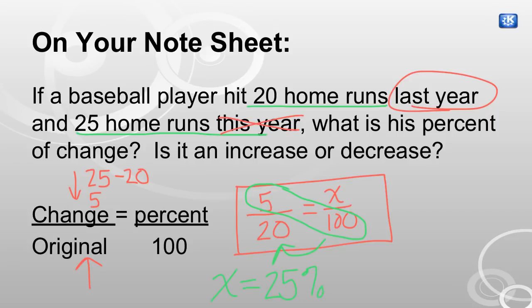Now that answers this first question, what is his percent of change? But we also have to answer the second question, is it an increase or a decrease? So we just have to think about it a little carefully. Last year he hit 20. This year he hit 25. So he increased the number of home runs by 25%. That is your answer.